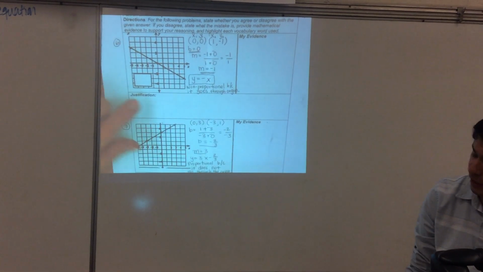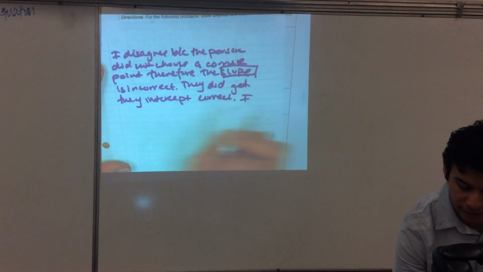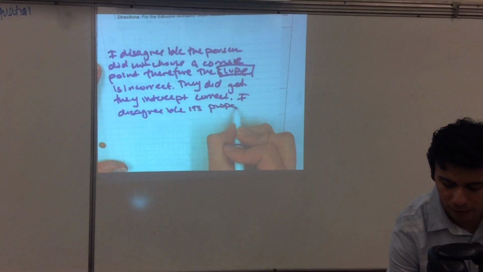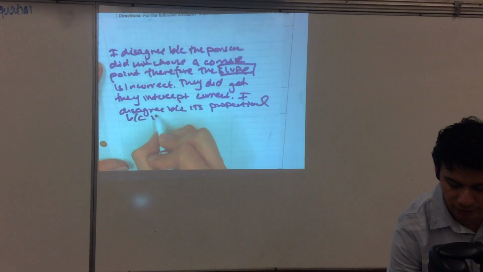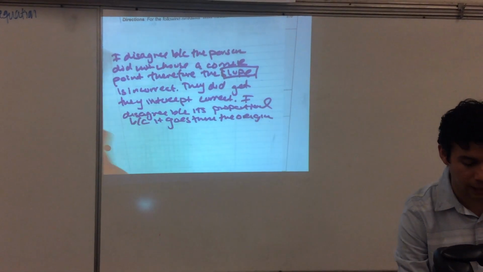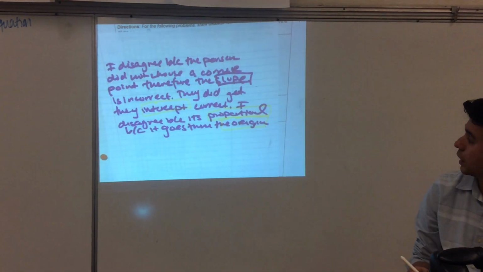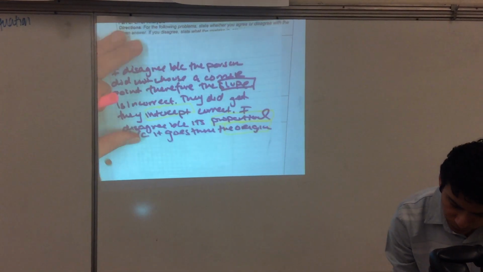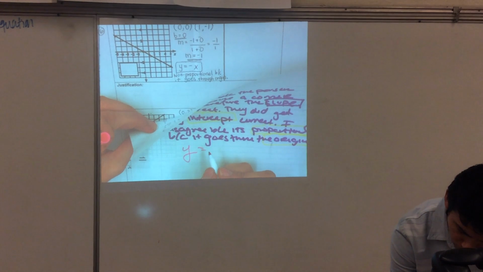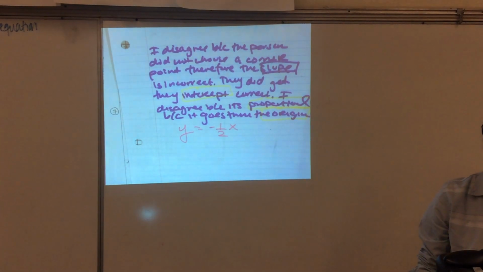Okay? If you also read this, it says it's not proportional because it goes through the origin. You should have said, I disagree because it's proportional because it goes through the origin. Highlight proportional, intercept, origin. Okay? And then the correct answer for this problem should have been y equals 1/2 x. Right? There it is.